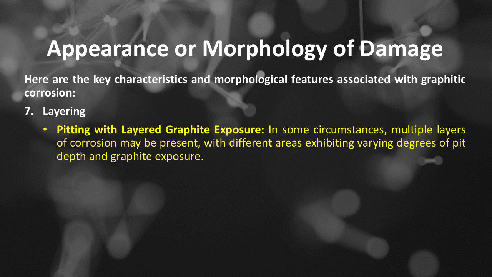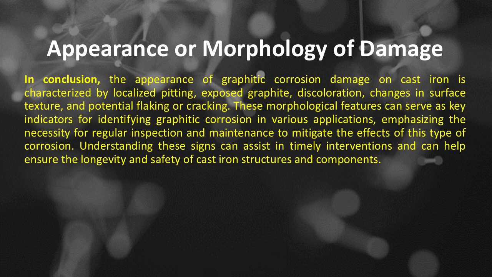Pitting with layered graphite exposure. In some circumstances, multiple layers of corrosion may be present, with different areas exhibiting varying degrees of pit depth and graphite exposure. In conclusion, the appearance of graphitic corrosion damage on cast iron is characterized by localized pitting, exposed graphite, discoloration, changes in surface texture, and potential flaking or cracking.